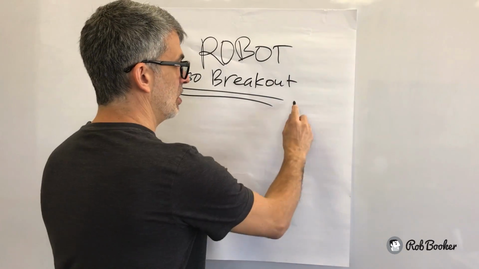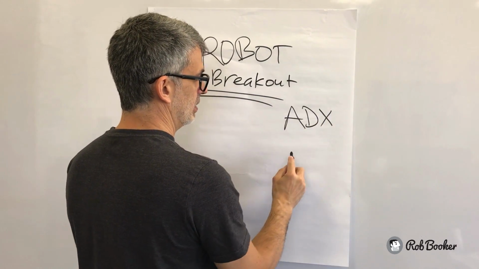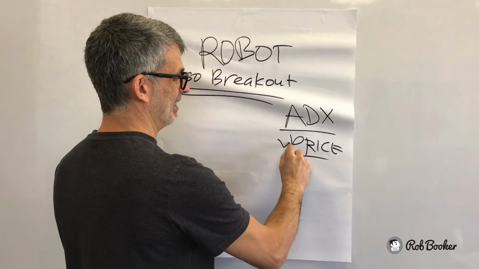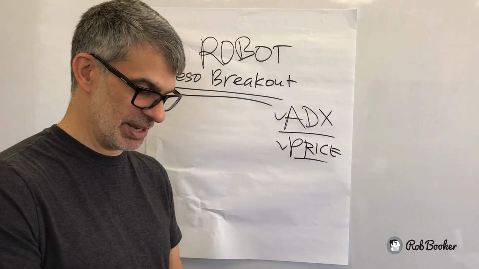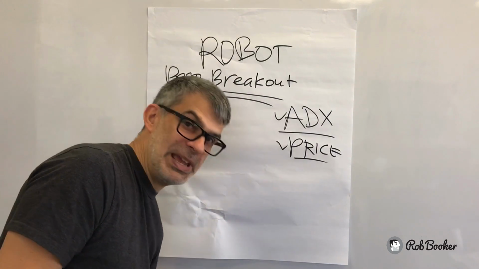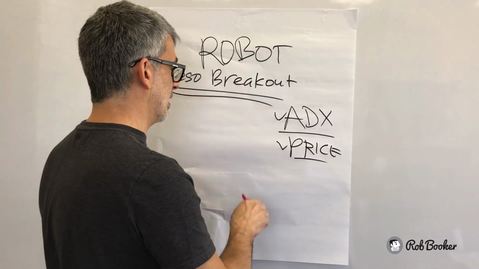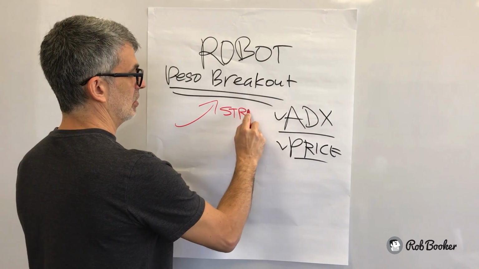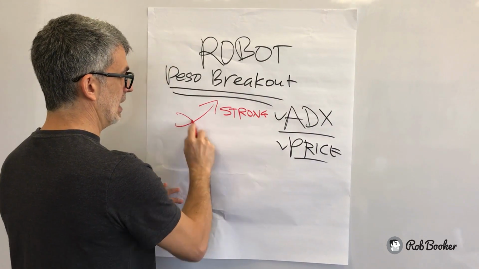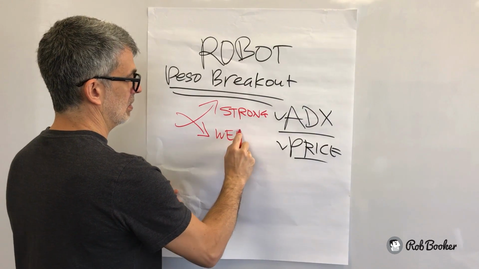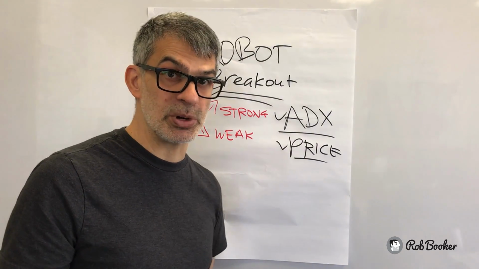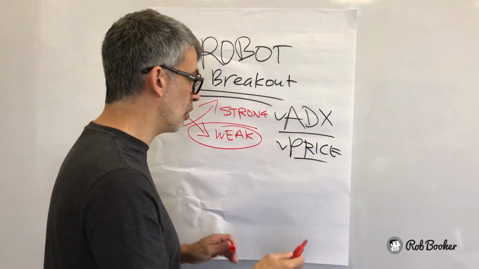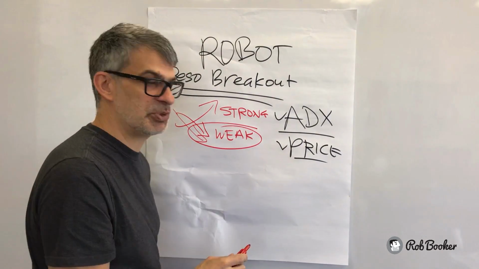So the elements that go into this system are the ADX and price. Obviously price, right? Obviously, that makes a lot of sense. Now the ADX is a measure of trend strength. If the ADX is up, then the trend is strong, and if the ADX is down, then the trend is weak or doesn't exist at all. What we want to look for with this robot is when the ADX dips lower.